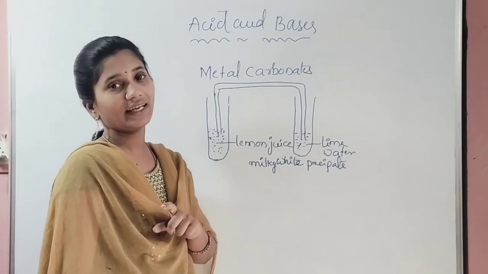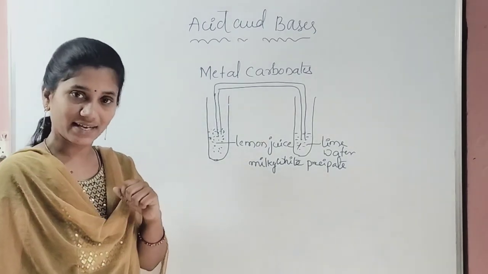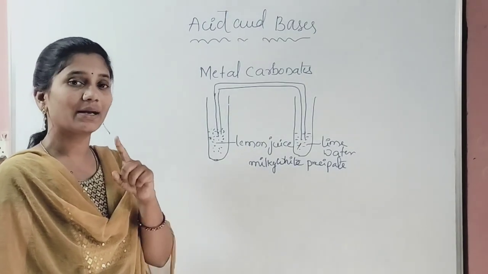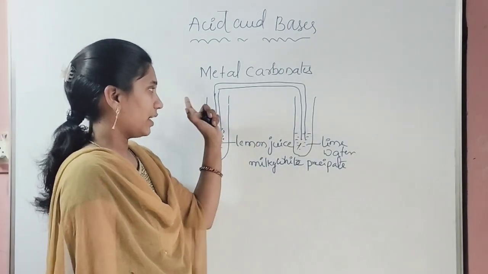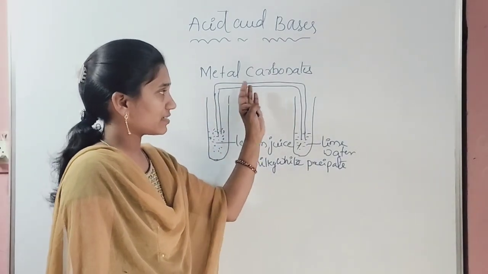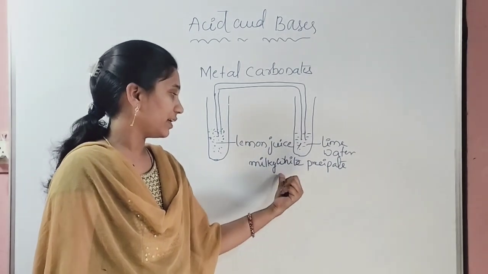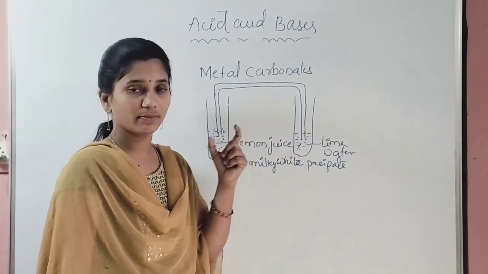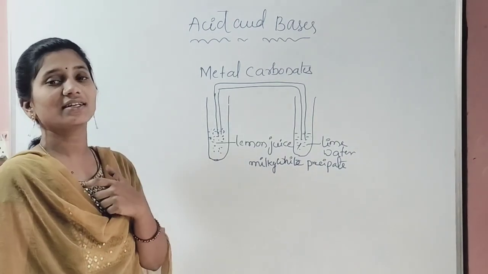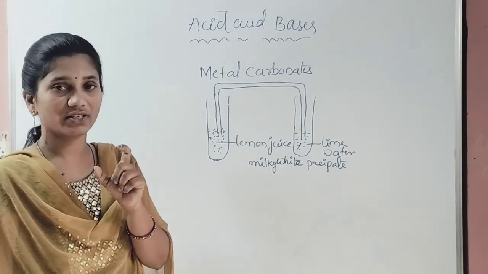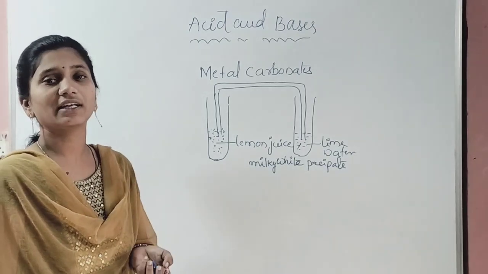So by that we can understand that when a metal carbonate is reacting with an acidic solution, what will happen? Carbon dioxide gas is released. So for this carbon dioxide, here we have an experiment. When carbon dioxide reaches lime water, what is happening here? Milky white precipitate is formed. So that milky white precipitation makes us understand that carbon dioxide gas is released from the solution of acid as well as metal carbonate.